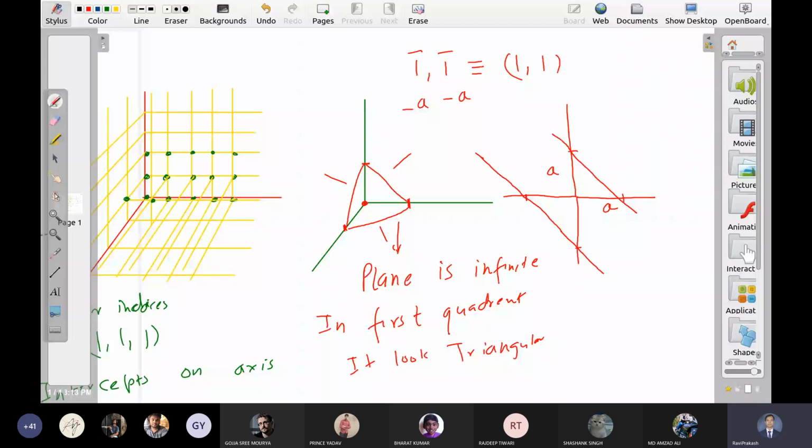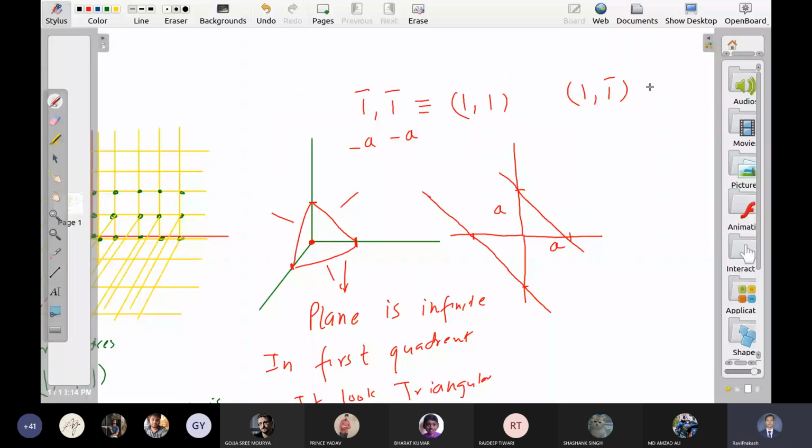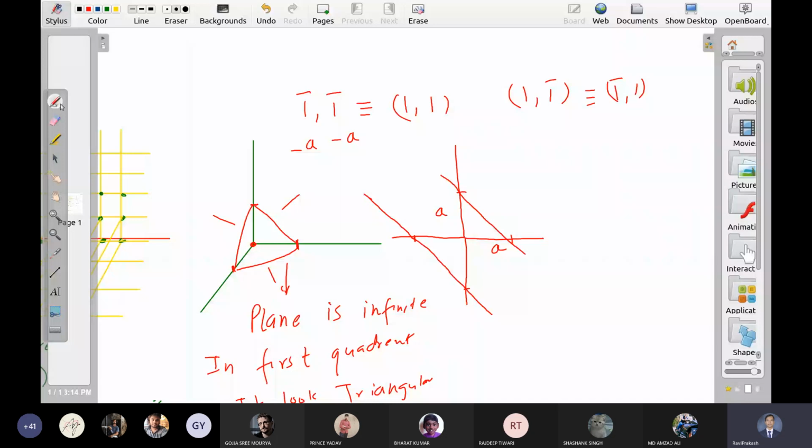What is 1 1 bar line? This. Intercept on x-axis plus A, intercept on y-axis is minus A, this line. What is 1 bar 1 line? Intercept on x-axis is minus, intercept on y-axis is plus, this line. Both are parallel, so both are equivalent. Okay. So 1 bar 1 bar plane is equivalent to 1 1 plane. All right. I mean, you can always put an extra minus sign.